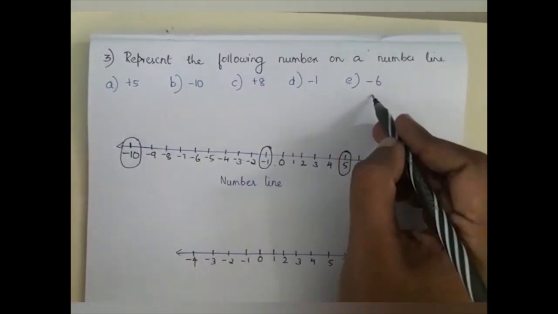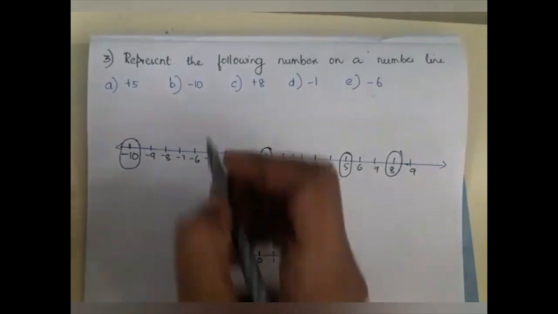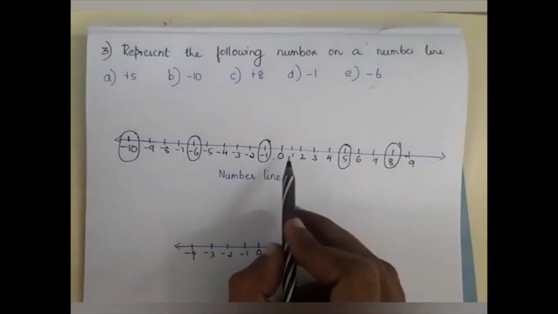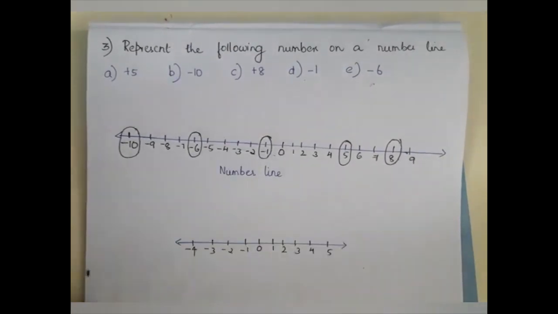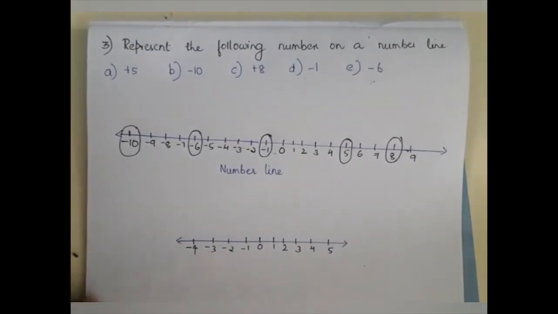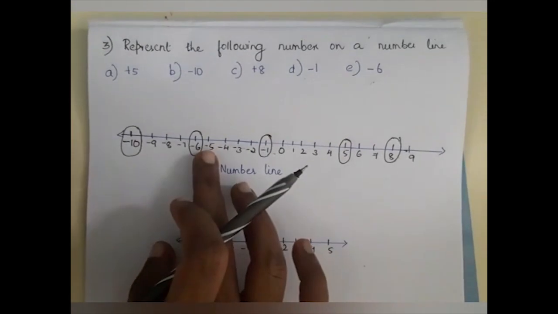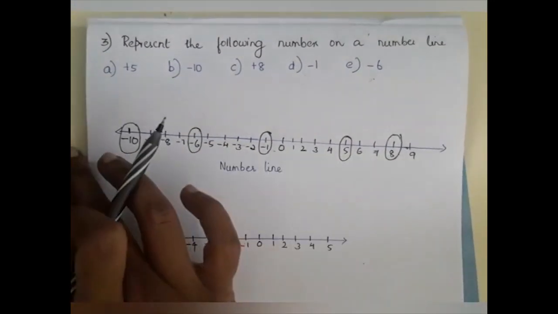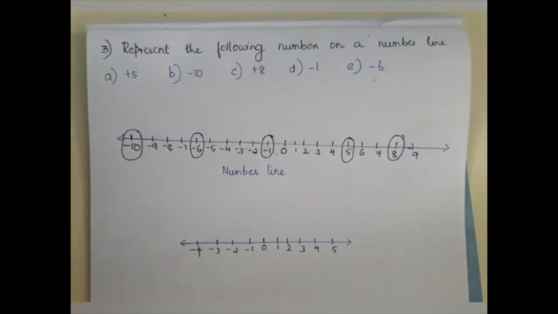Next one, minus 6. So here it is, minus 6. Okay, so I have represented everything. Remember, to the left of the number line it is negative integers, and to the right of the number line it is positive. Okay, so keep this in your mind and then draw the number line.